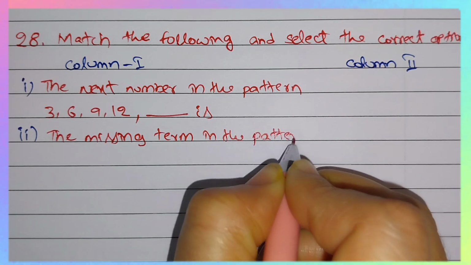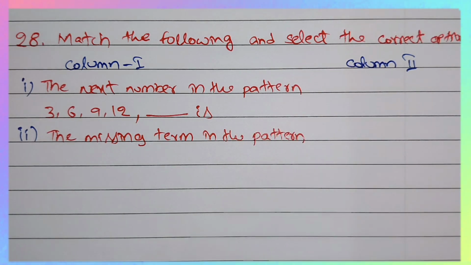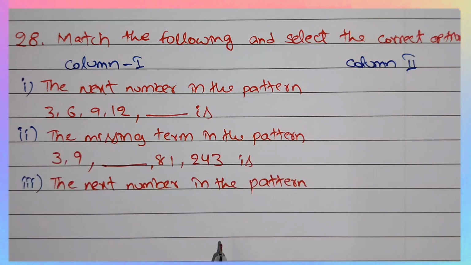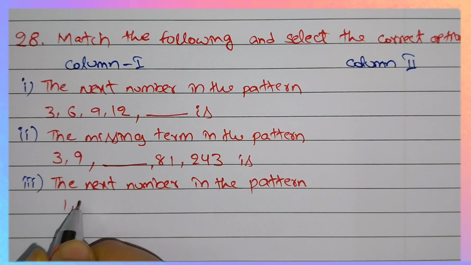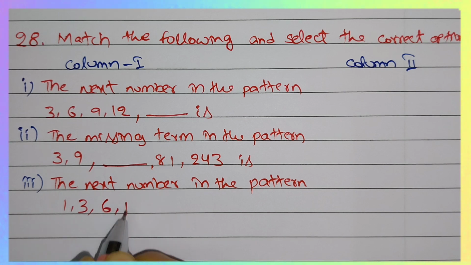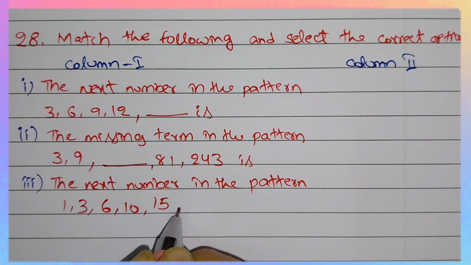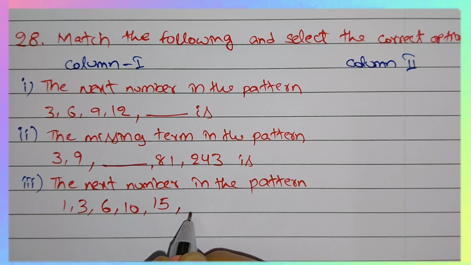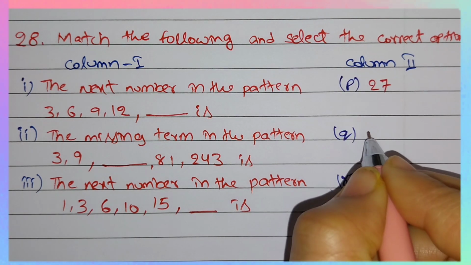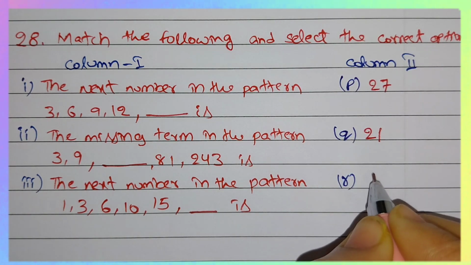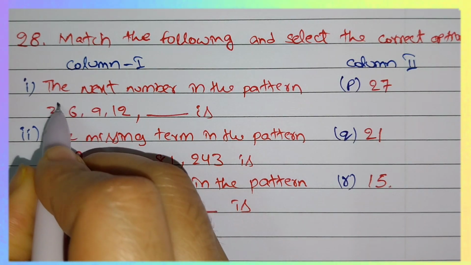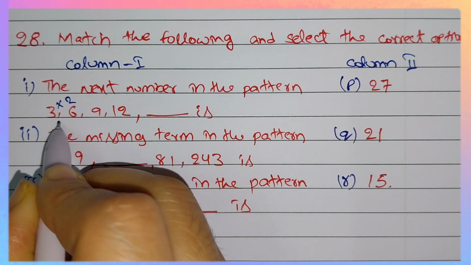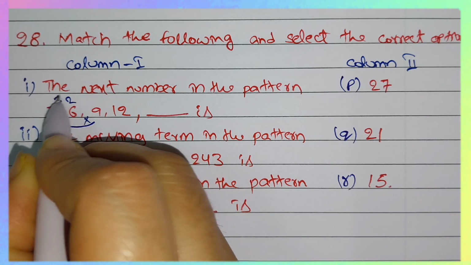The second question is the missing term in the pattern 3, 9, dash, 81, 243. The third one, the next number in the pattern 1, 3, 6, 10, 15 and dash. In column 2, they given answers P 27, Q 21 and R 15. The first one, they ask next number. They given sequence 3, 6, 9, 12 and dash.